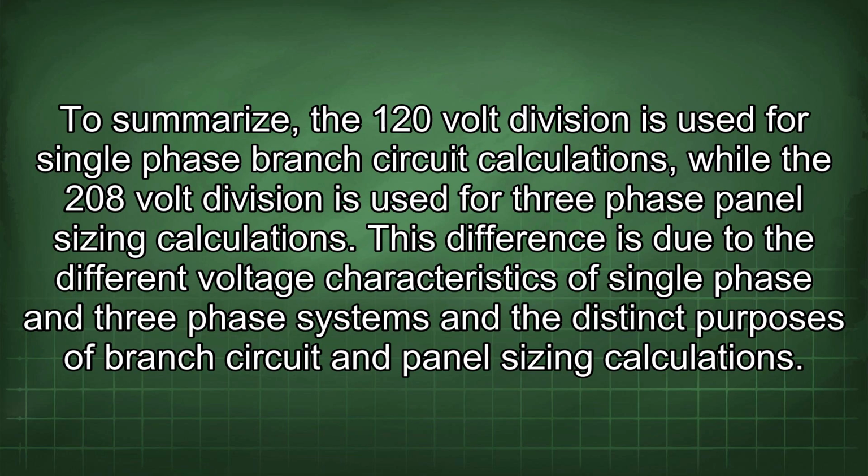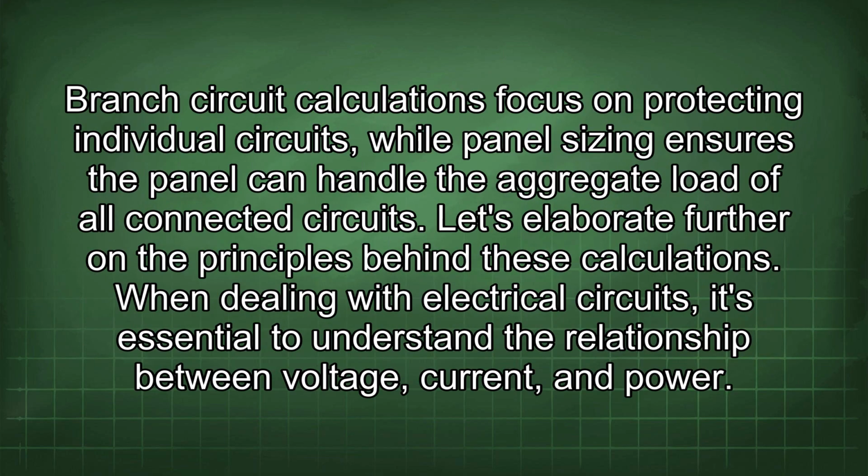To summarize, a 120-volt division is used for single-phase branch circuit calculations, while the 208-volt division is used for three-phase panel sizing calculations. This difference is due to the different voltage characteristics of single-phase and three-phase systems and the distinct purposes of branch circuit and panel sizing calculations. Branch circuit calculations focus on protecting individual circuits, while panel sizing ensures the panel can handle the aggregate load of all connected circuits. Let's elaborate further on the principles behind these calculations.